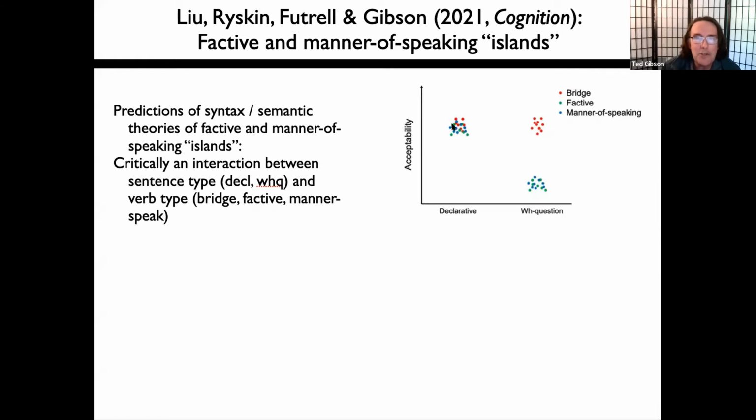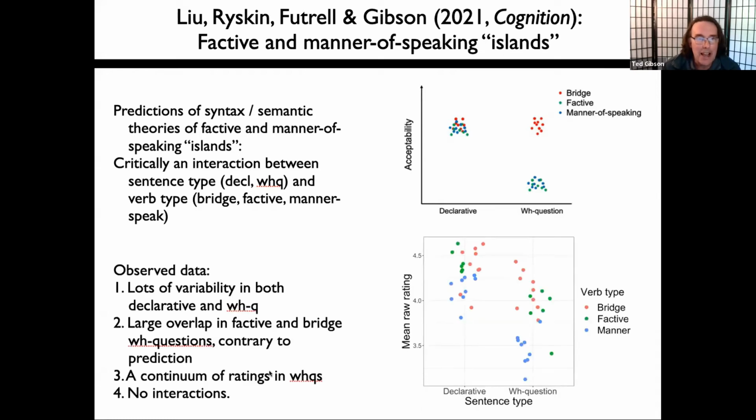For the declaratives, you should expect them all to be close to ceiling. And then there should be some big acceptability difference for the WH questions. Here are the bridge ones. The baseline bridge ones should be good, and the factive and manner of speaking verbs should be bad, resulting in these are all good, and this is really bad. That's an interaction of some kind between sentence type and verb type.